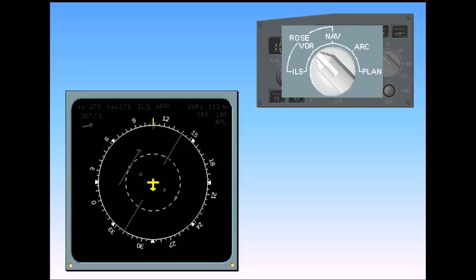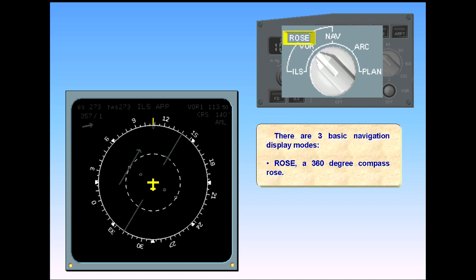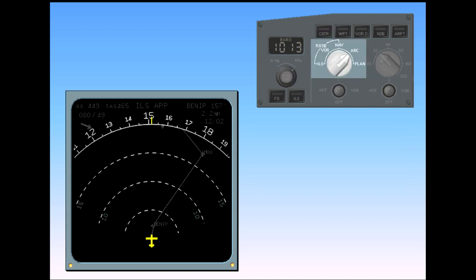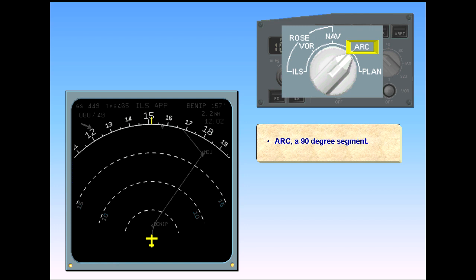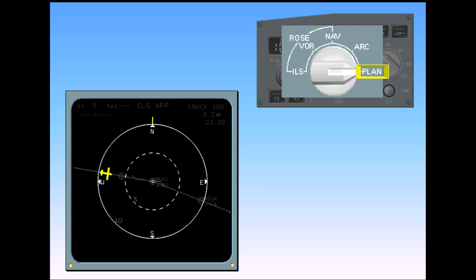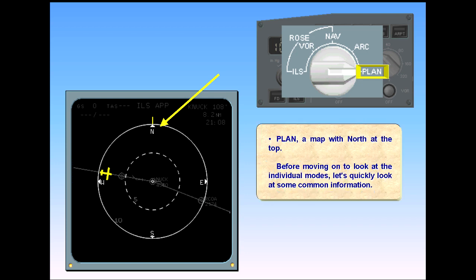There are 3 basic navigation display modes. Rose, a 360-degree compass rose. Arc, a 90-degree segment. Plan, a map with north at the top. Before moving on to look at the individual modes, let's quickly look at some common information.